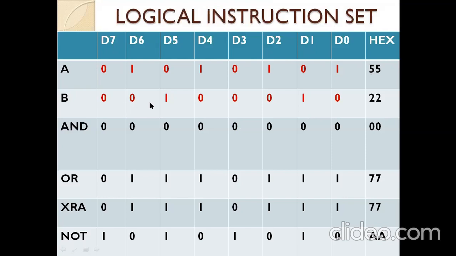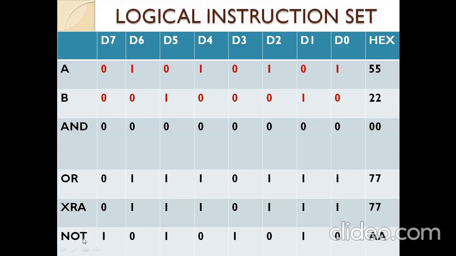Next, the B register value is 0010 0010, hexadecimal 22. If you do the AND operation, your output will be 0. This is the binary value and this is the hexadecimal value. If you do the OR operation, you get 4 plus 2 plus 1, which is 7, so 77. If you do the XOR operation, you get 0111 0111, so we get 77.